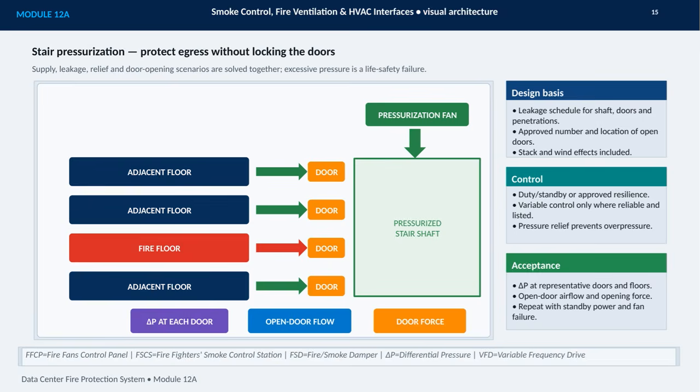Acceptance testing measures differential pressure at representative doors and floors, open door airflow, and the force required to open each door. These tests must also be repeated with standby power and under fan failure conditions. In practice, success means maintaining smoke control performance while preserving safe, usable egress.